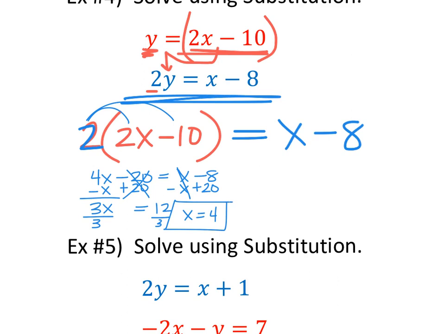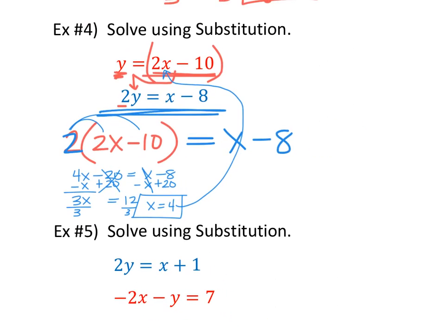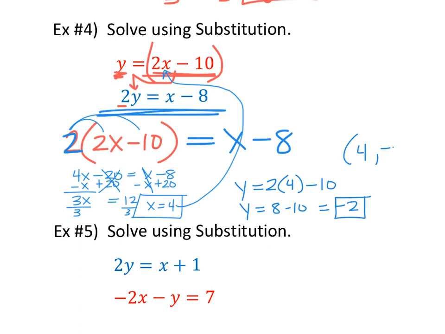Okay, then once we know that x is 4, I would take that and I would go here with it. So we get y equals 2 times 4 minus 10. So y equals 8 minus 10, which is negative 2. So my answer is the point (4, negative 2). 4 is my x, negative 2 is my y.